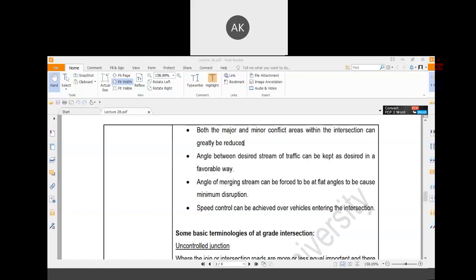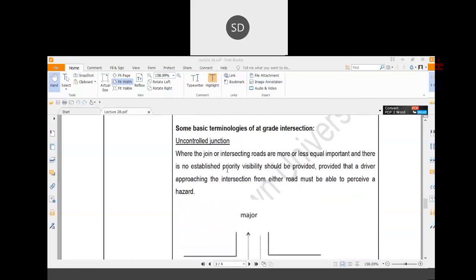Then the angle of a merging stream can be forced to be at flat angles to cause minimum disruption. So whenever a merging conflict is generated, you can make that conflict angle as small as possible, so that the impact of that traffic stream merging over another traffic stream would be minimum, and you can control the speed of the vehicles in the traffic intersection area.